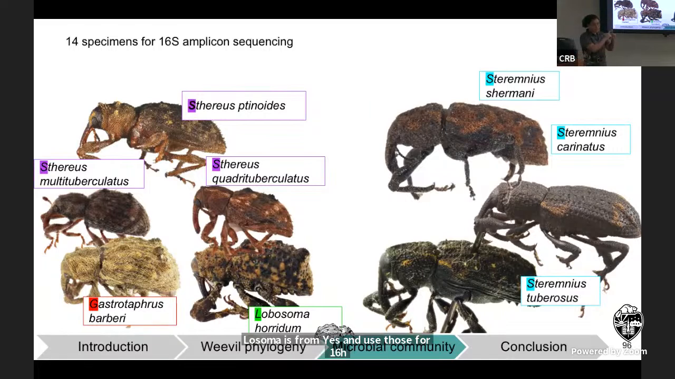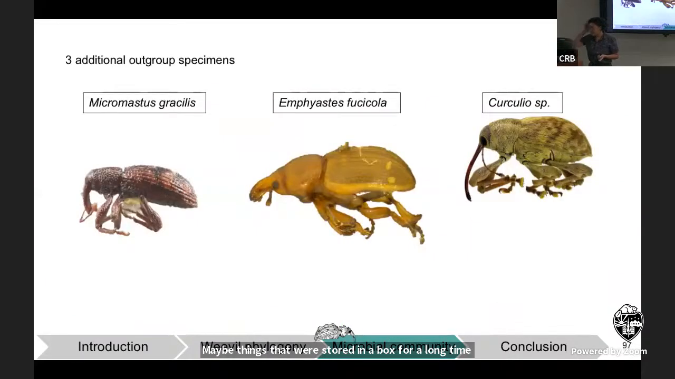I will asterisk this by saying that I included not only freshly killed live caught samples of weevils, but I also included museum collected specimens, so things that have been housed in museums for a somewhat long time in cabinets, housed dry. And so I did have a little bit of concern going into this that it might impact the microbial community. Maybe things that were stored in a box for a long time might have different microbes that I could detect, at least. I also included 3 outgroup specimens.